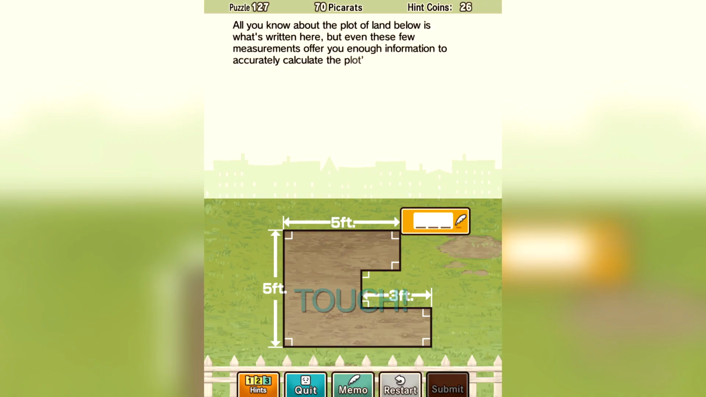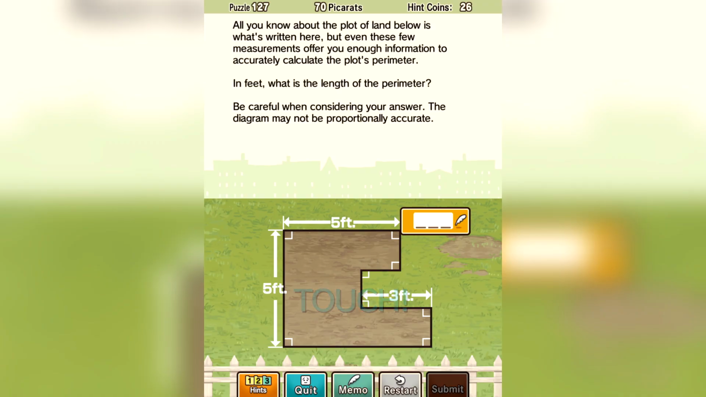Okay, all you know about the plot of the land below is what's written here, but even these few measurements offer you enough information to accurately calculate the plot's perimeter. In feet, what is the length of the perimeter? Be careful when considering your answer, the diagram may not be proportionally accurate. What? Oh. Okay. Kinda helps to have the proportions accurate, but alright.